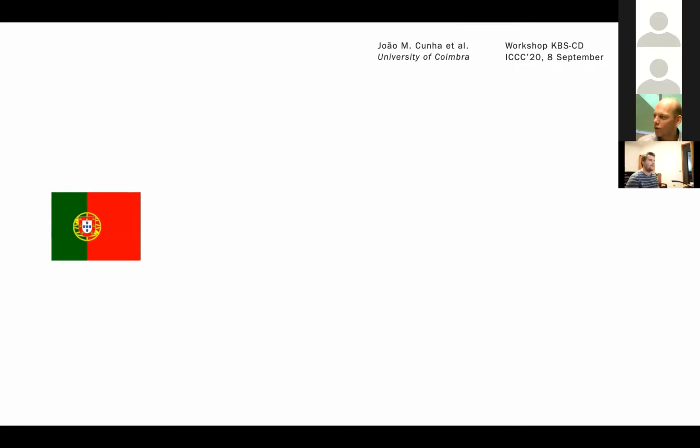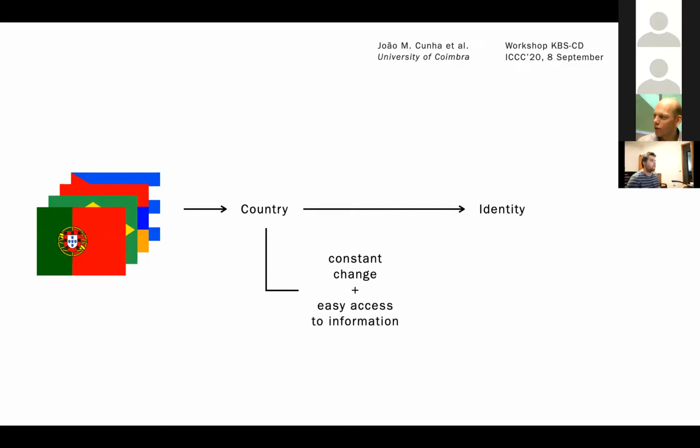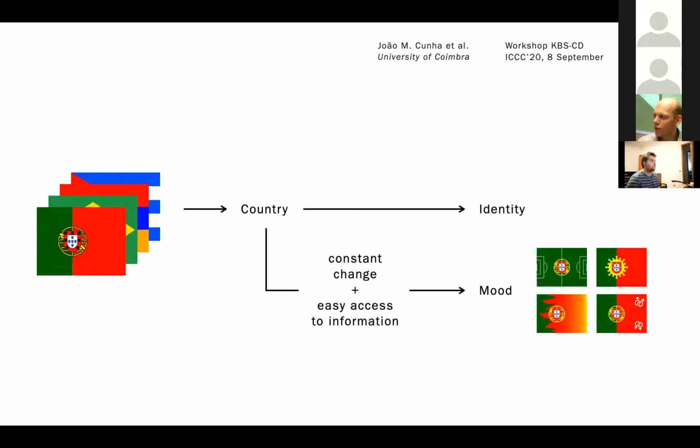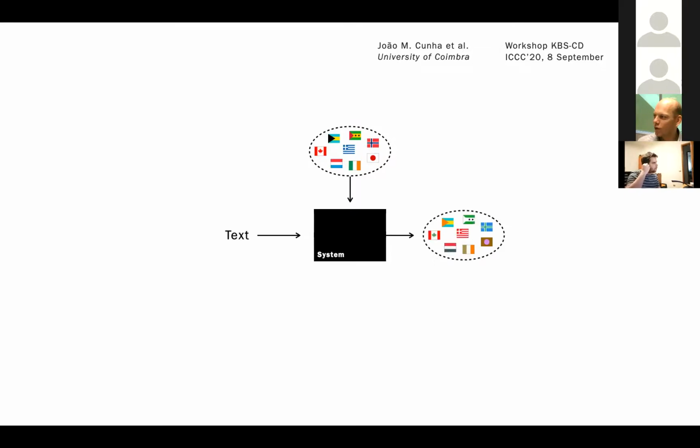And so what we are proposing here is that flags are normally used to represent countries and other entities, so the identity of the entity. And based on this idea of constant change and also easy access to information, we want to represent also the mood. So these changes in shorter time periods. And so the system would work as such. It is given flags, and a text modifies the flags. So this is the main idea.